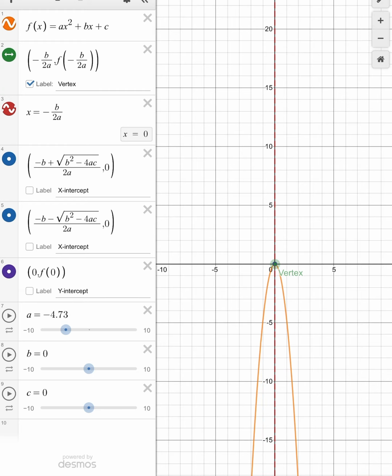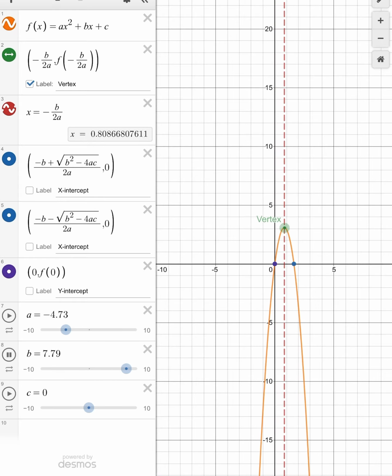So I'm going to stop A right here at negative 4.73. This is still a parabola. We still have a vertex. We still have x- and y-intercepts, although they're all still at that one point. I wonder what will change it. I'm going to now change the B value. I'm going to push play on the B value, and it's going to do the same thing A did. It's going to increase to 10 and then decrease to 0 and then down to negative 10 and go back and forth. So now we're going to change the B value here and watch what happens.